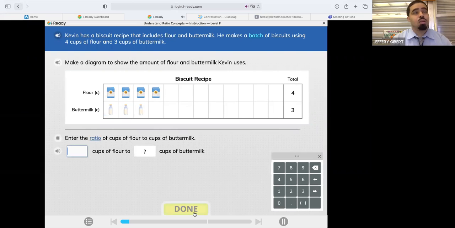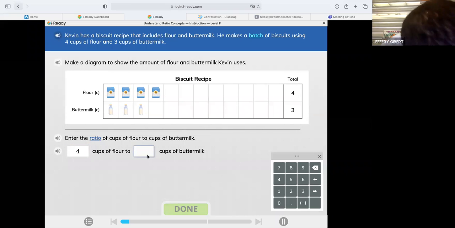Enter the ratio of cups of flour to cups of buttermilk. All right, Jamesley, how many cups of flour are there? Yeah, 4. And then Jamesley, how many cups of buttermilk are there? 3. Oh, I couldn't hear you very well. Actually 3. All right, I hope you said 3.